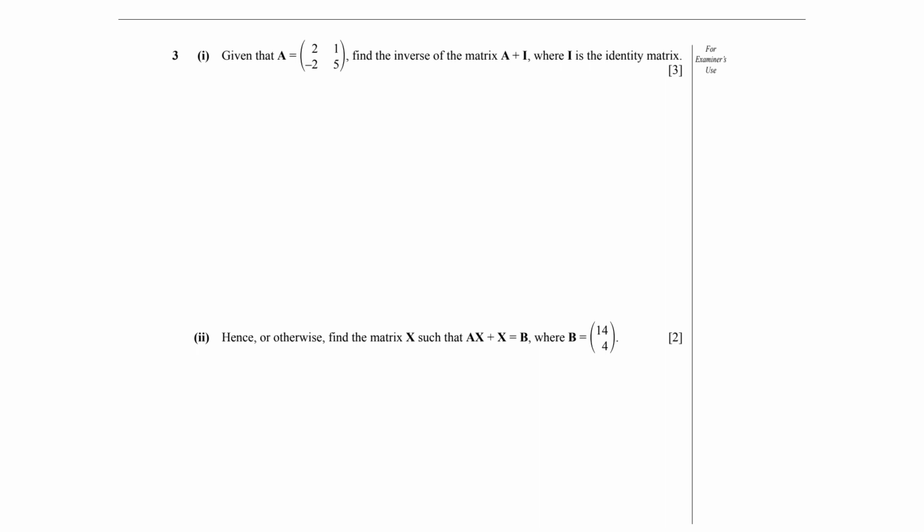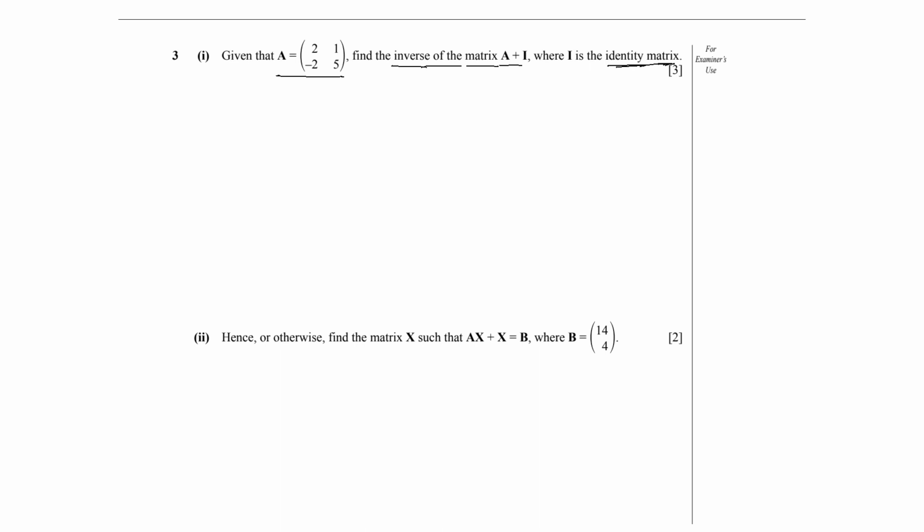Question 3. This question is from topic matrix. Here we have the matrix A, which is a 2 by 2 order matrix, and its value is 2, 1, minus 2, 5. We need to find the inverse of A plus I matrix, where I is an identity matrix.